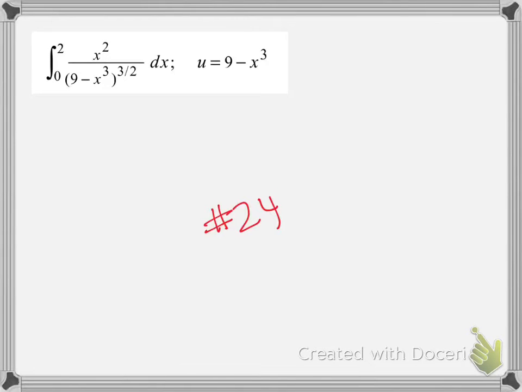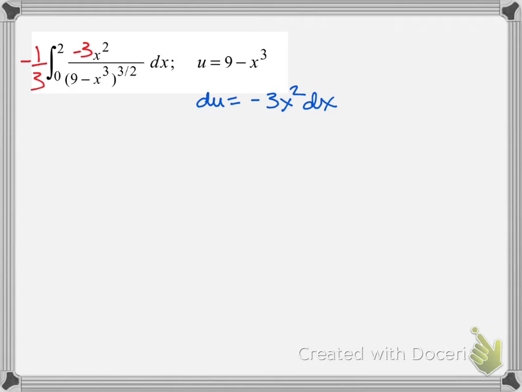Number 24. Okay, du would be a negative 3x squared. Okay, we have the x squared, but we don't have the negative 3. So we're going to add the negative 3 here and balance it out with a negative 1/3. They have to multiply to a positive 1.